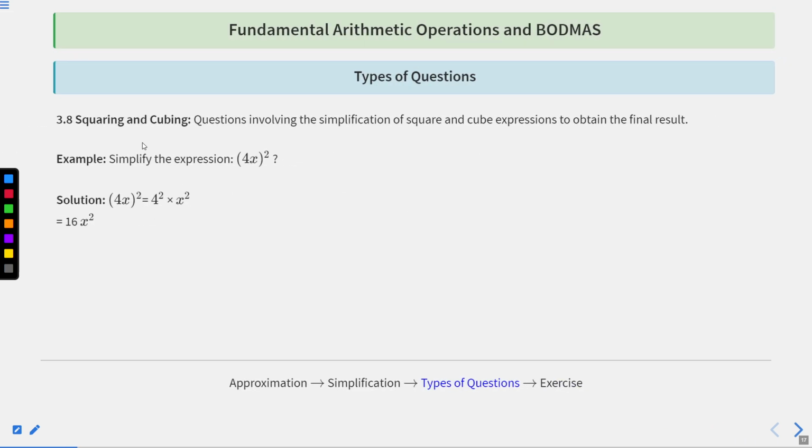Now, the eighth type of questions that are asked is squaring and cubing. Questions involving simplification of squares and cube expressions to obtain the final result. For example, simplify the expression 4x whole square. So 4x whole square can be written as 4 square times x square, which is equal to 16 times x square.